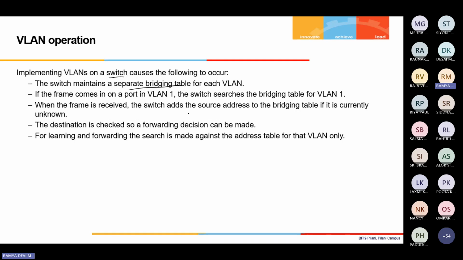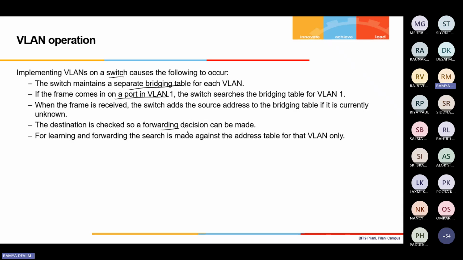For example, if a frame arrives on port number 1 that belongs to VLAN 1, the switch will search only the VLAN 1 bridging table. If the source MAC address is not already present in the table, the switch will add its entry to the bridging table. It will forward the packet to the appropriate ports which are part of the same VLAN. It will not flood the packet to the entire switch. Instead, for the ports manually configured to VLAN 1, only for those it will be forwarding.